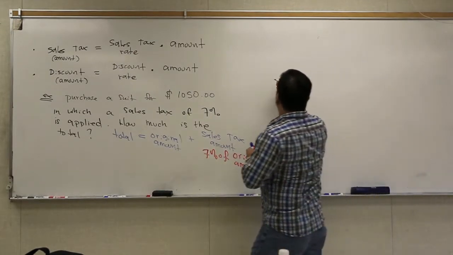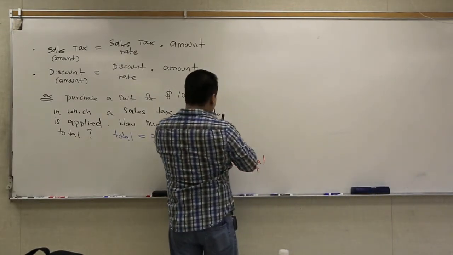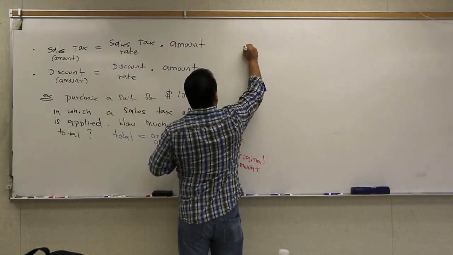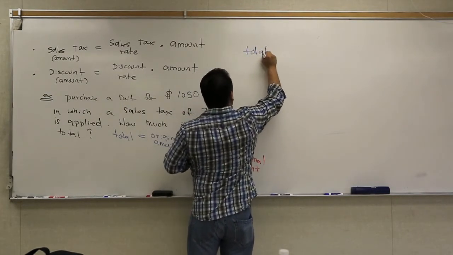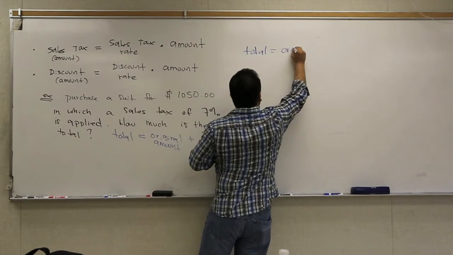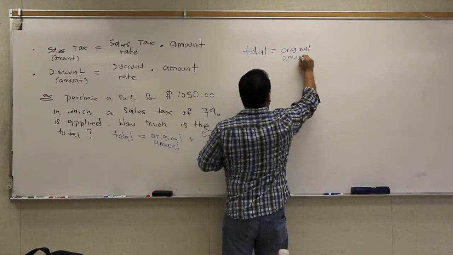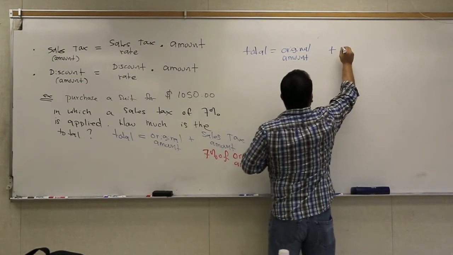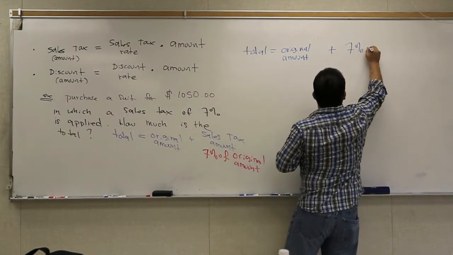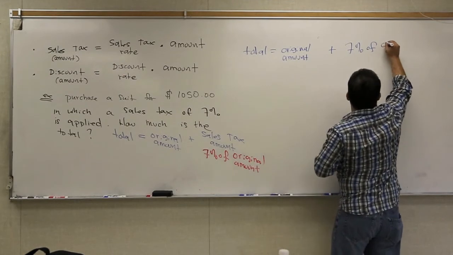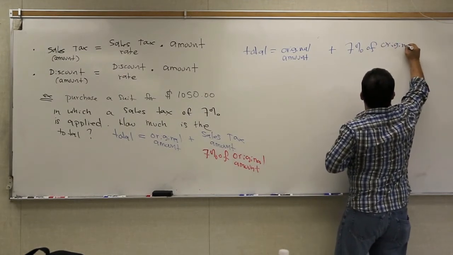Okay, so let's make this really clear then. What I'm saying to you is that a total is an original amount plus 7% of the what? Original amount.